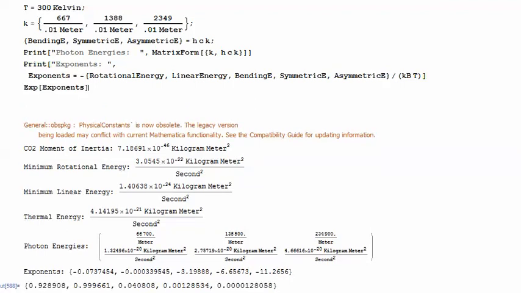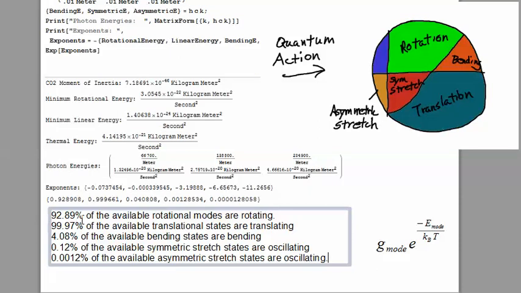Then I'm going to take e to the power of those exponents, and you'll see this is representing the occupancy rates. So about 92.89% of the available rotational states are rotating, so that's these. 99.97% of the available translational states, 99.9661. So all except 0.03% of the carbon dioxide molecules are moving, essentially.